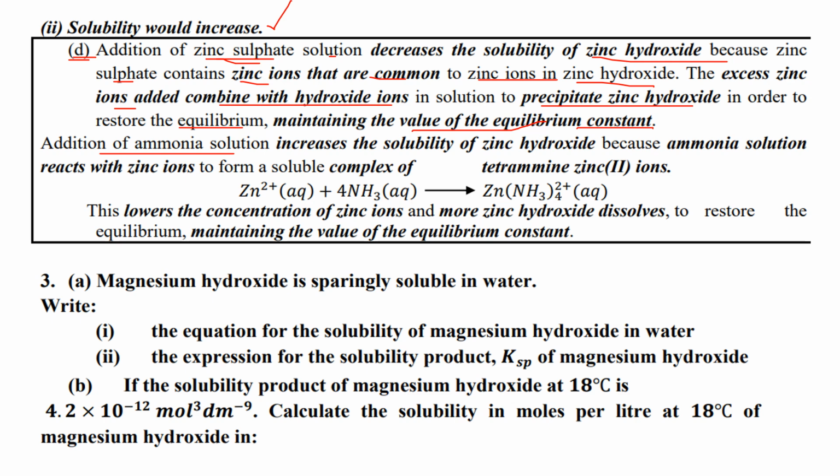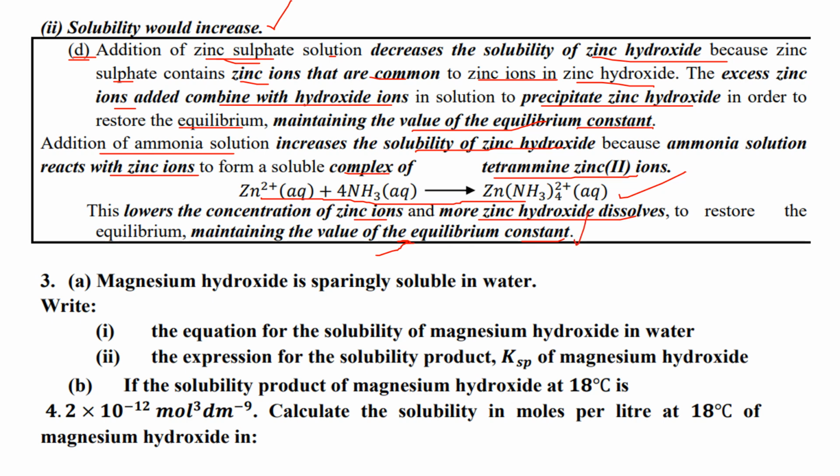So addition of ammonia, just like I already said, this is complex ion formation, is going to increase solubility of zinc hydroxide. And the reason for that is because ammonia solution is going to react with zinc ions, leading to formation of a complex of tetraamminezinc(II) ions. And you are always supposed to write that equation leading to the formation of that complex because it carries a full mark. So here we are going to say this is going to lower the concentration of zinc ions, and then more zinc hydroxide dissolves to restore the equilibrium and maintain the value of our equilibrium constant, or someone else can say unchanged. So let's look at number 3.